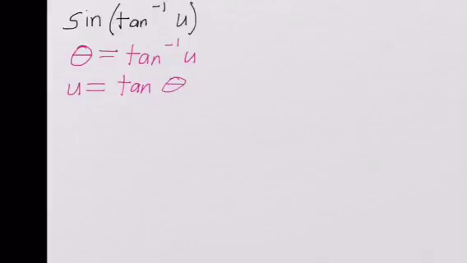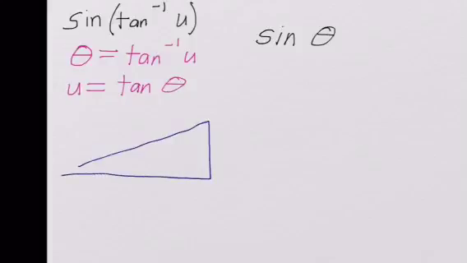So in doing that, this function becomes sine of theta. Now you might be thinking we want to know what theta is right away, but we don't necessarily need to know that. We can instead draw a triangle. And we know that tangent is opposite over adjacent. So we're going to let theta be down here. So we have opposite over adjacent.